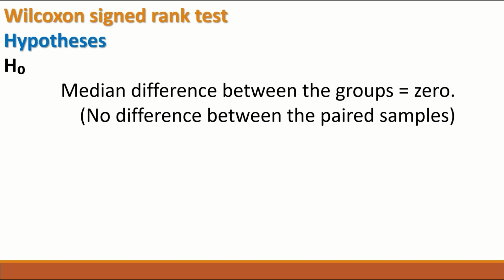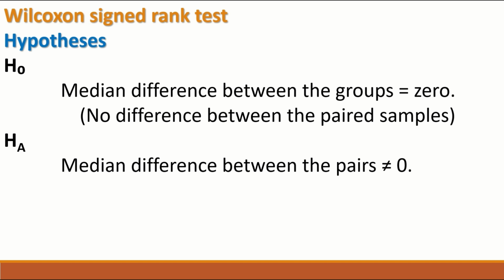i.e. there is no difference between the paired samples. The alternative hypothesis will state that the median difference between the pairs is not equal to 0. To determine whether there is a significant difference or not, the p-value will be calculated, and if it is less than 0.05, then the null hypothesis will be rejected.